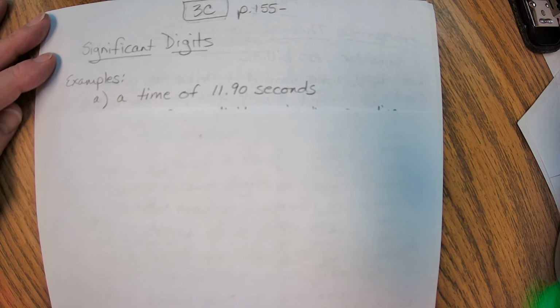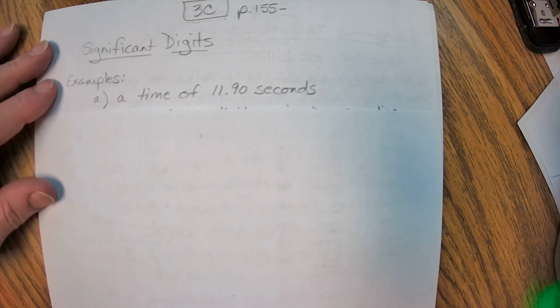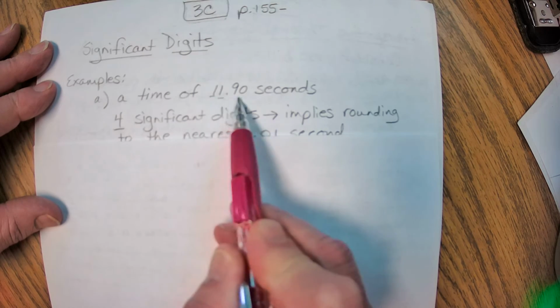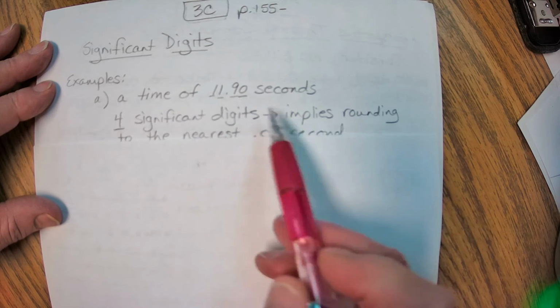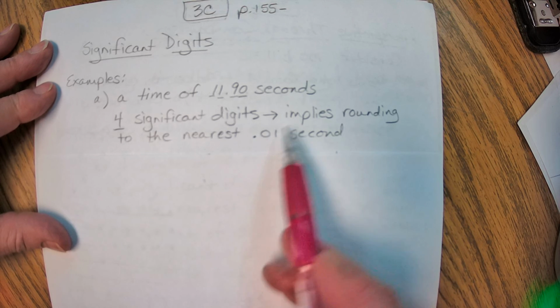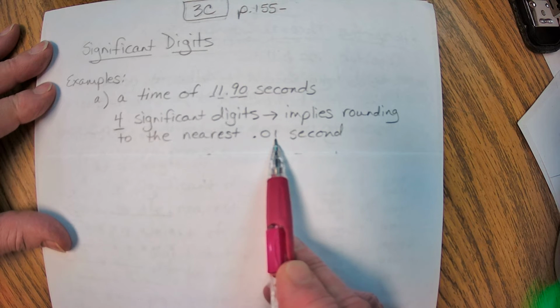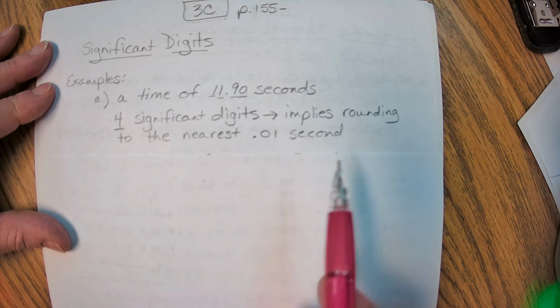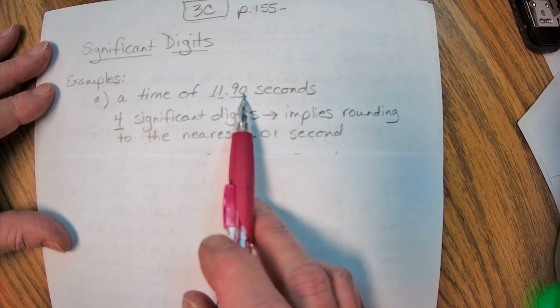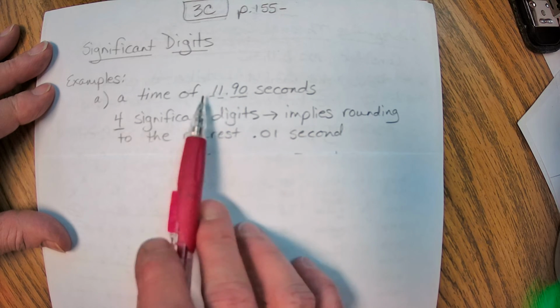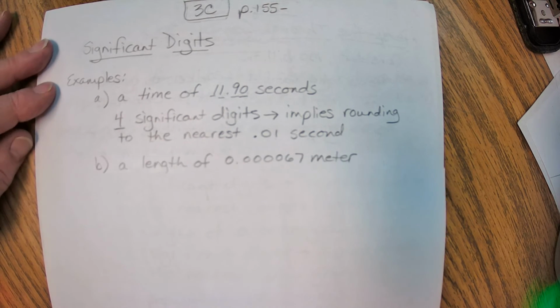So the first example, a time of 11.90 seconds has 4 significant digits. And this, because the 0 at the end, implies that we are rounding to the nearest 1/100th of a second. Zeros at the end are significant, leading zeros are not.